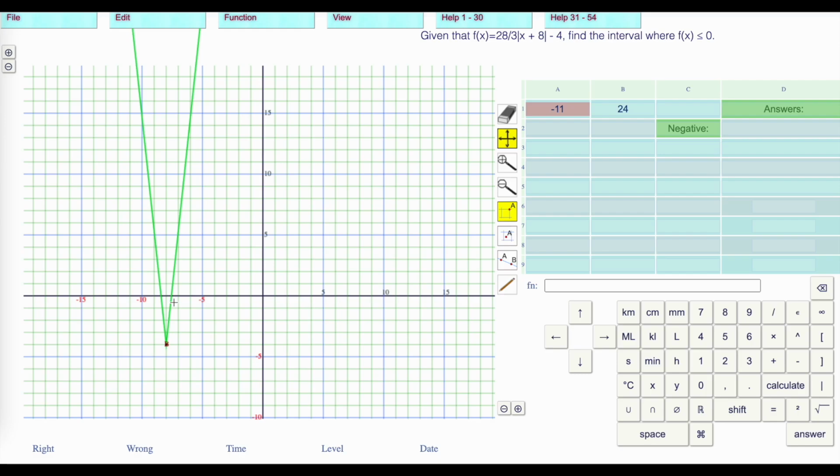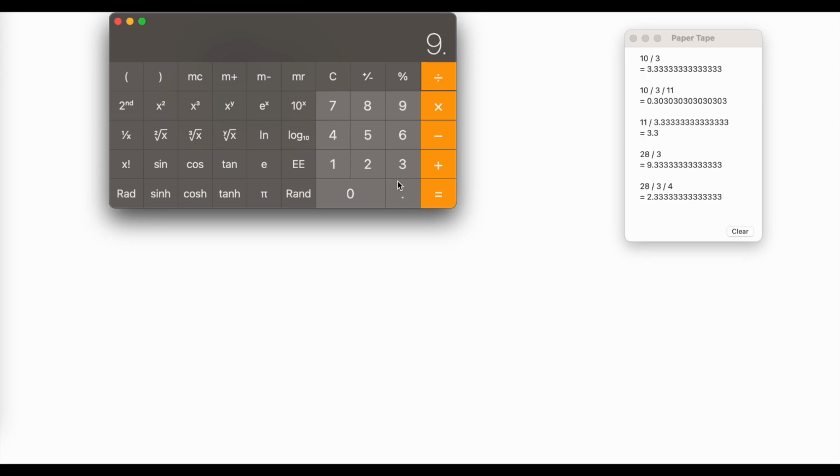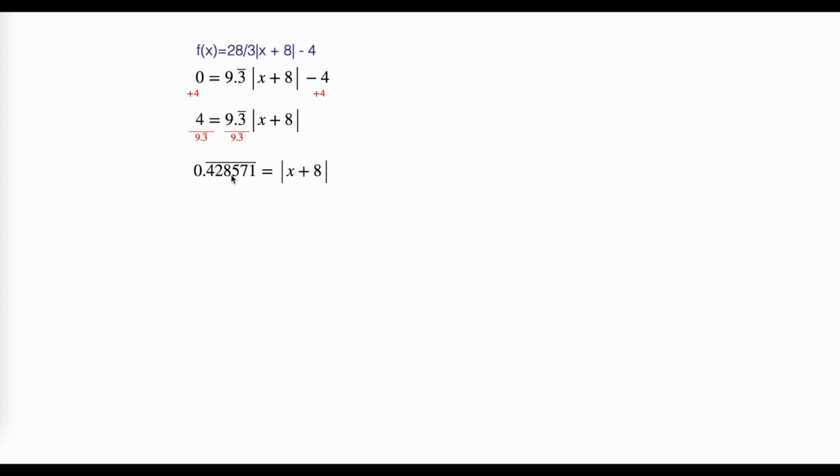We're going to have to calculate the zeros algebraically. We set the y value to 0. 28 divided by 3 is 9.3 repeating, times the absolute value of x plus 8, minus 4. I want to get rid of the minus 4, so I'm going to add 4 to both sides. That gives me 4 is equal to 9.3 repeating times the absolute value of x plus 8. Divide both sides by 9.3 repeating, and that gives us 4 divided by 9.3 repeating, which is 0.428571, a repeating decimal. So 0.428571 repeating is equal to the absolute value of x plus 8.